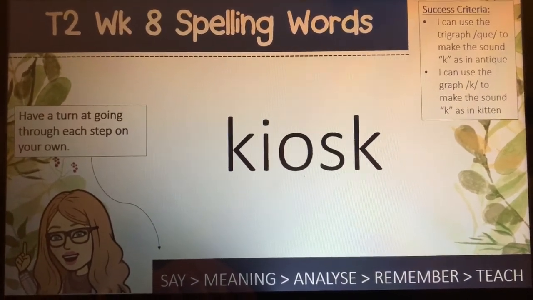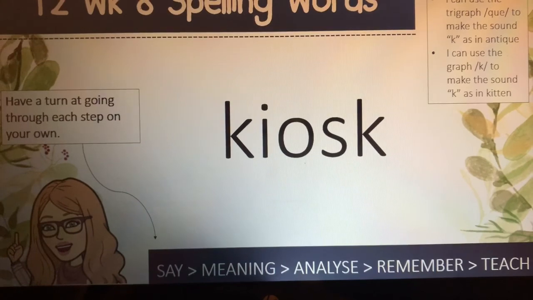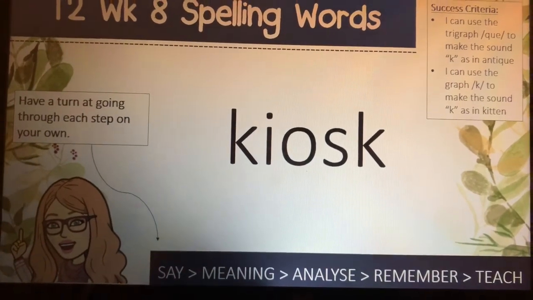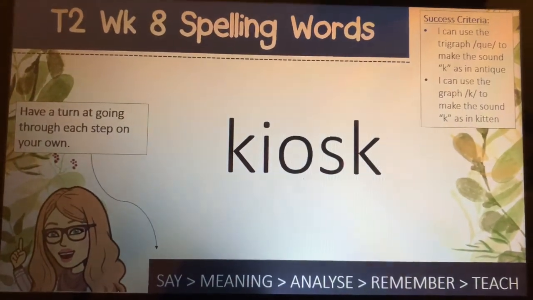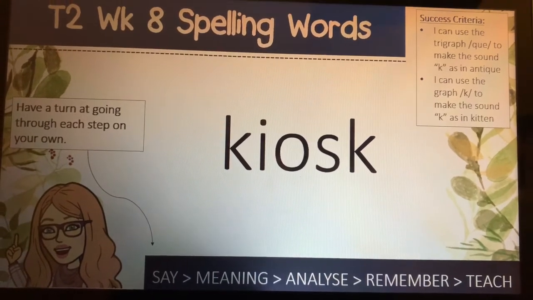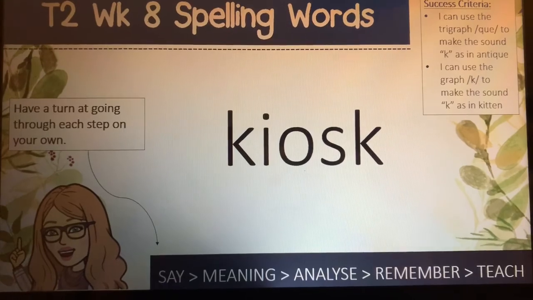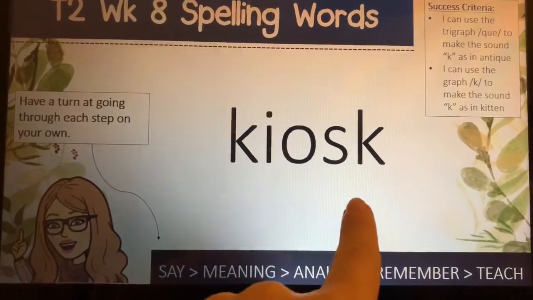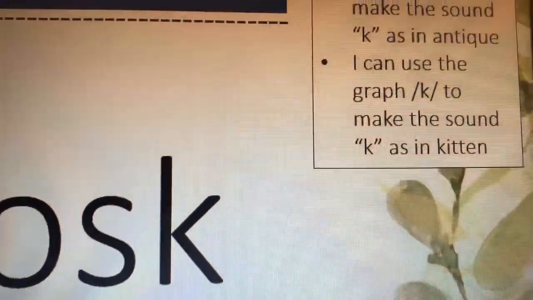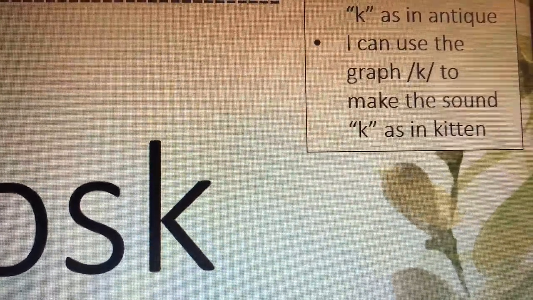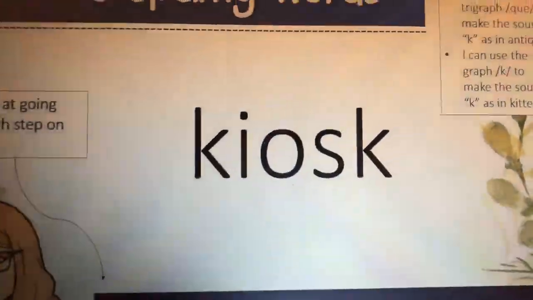Now I want you to have a turn at trying to go through our smart spelling process for the next few words, either by yourself or with a partner. The first word we're going to start with is kiosk. As you can see, kiosk is focusing on our second spelling rule, which is to use the graph K to make the sound K.